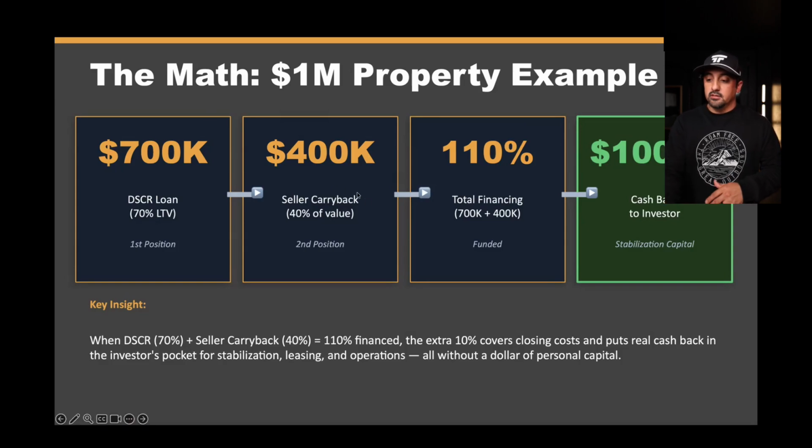Of that 400,000, the 300 that I put in comes back to me. The 100,000 is then given back to the investor buying that property, and that is typically to use towards the closing costs, fees, also some in their pocket to help stabilize that property and push the value even higher. So 700 plus 400 gives you 110% finance. That extra 100,000 goes back in your pocket to pay for your closing costs, fees, and stabilization.